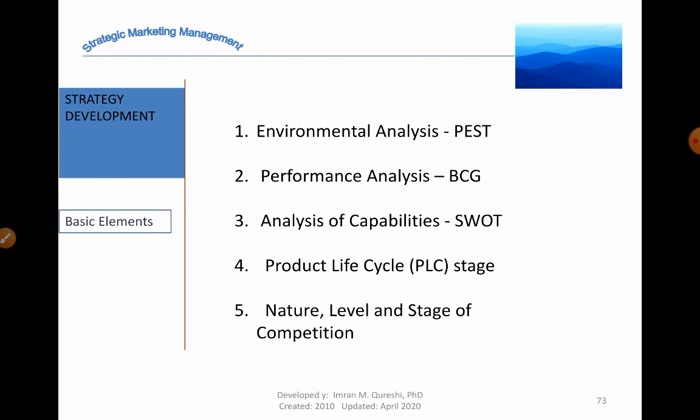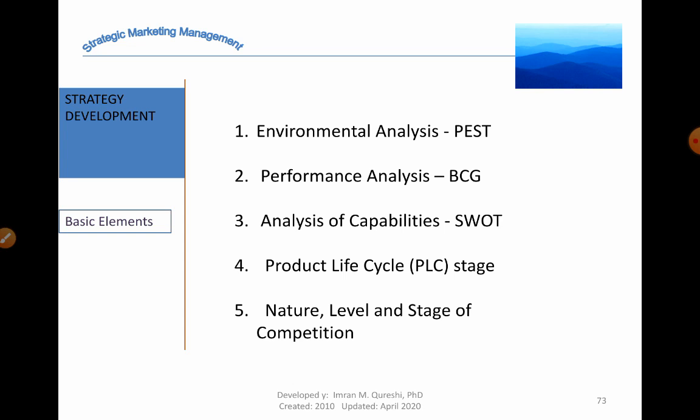So let's have an overview of the things that we now have as our input for developing strategy. We have these five things that are listed here. First of all, we've already done a PEST analysis as part of our environmental analysis. Then we've done a performance analysis, using the BCG matrix. And then in the previous lectures we've done analysis of capabilities, using the SWOT framework, identifying the strengths, weaknesses, opportunities, and threats.